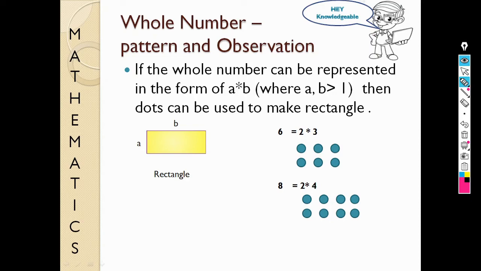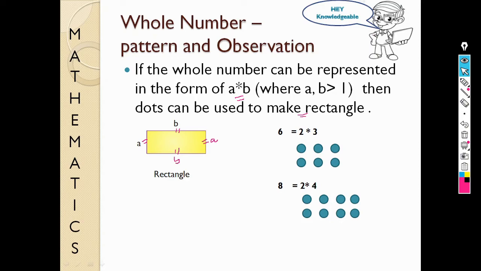Now coming to the third observation: if the whole number can be represented in the form of a cross b, where a and b are greater than 1, then the dots can be used to make a rectangle. So what is a rectangle? The two opposite sides are equal. So this is a, this is also a, this is b, and this is also b.